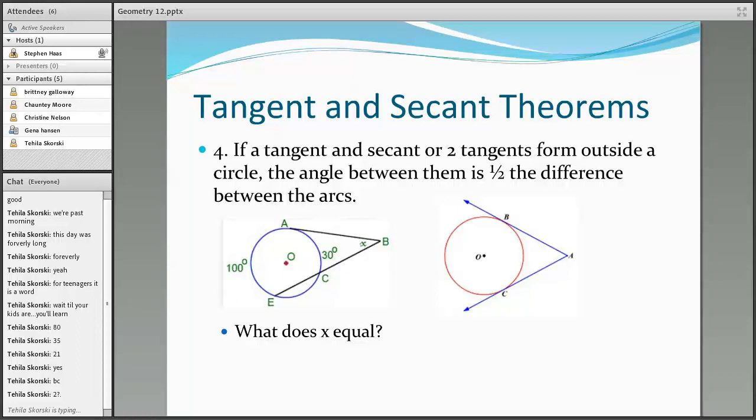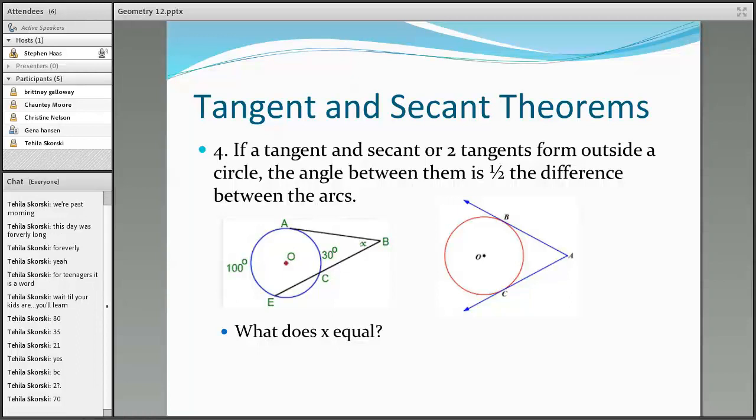What are the intersected arcs, for starters? Okay, let's take a step back. What are the intersected arcs? The answer is 70, but yes, what are the 2 intersected arcs?